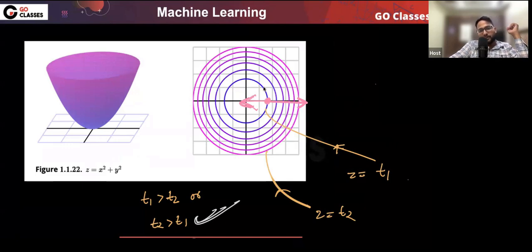See, the function gradient direction should always be in the direction of increase, right? So where is the function increasing? As you can see, this T2 is greater than T1, so the function is increasing outward. So the gradient direction should be outward. Is this fine? Looking at the values of the contour, you should be able to tell the gradient direction. So this is the gradient direction, which is outward. Why? Because the function is increasing.